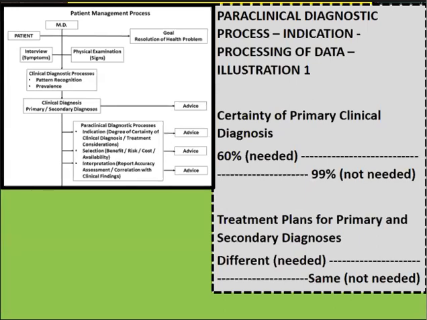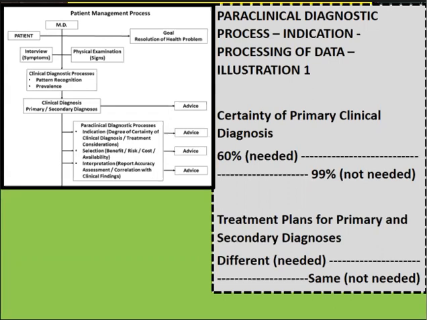Certainty of primary clinical diagnosis. If you are not certain, which can range from 60 to less than 90%, then you need a paraclinical diagnostic procedure. If you are certain, which could range from 90 to 99%, then a paraclinical diagnostic procedure is not needed.